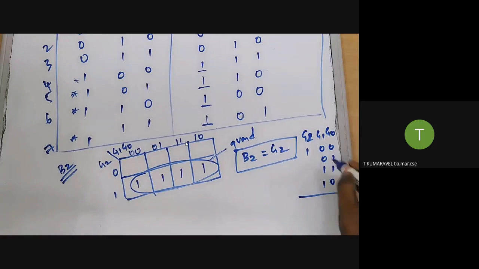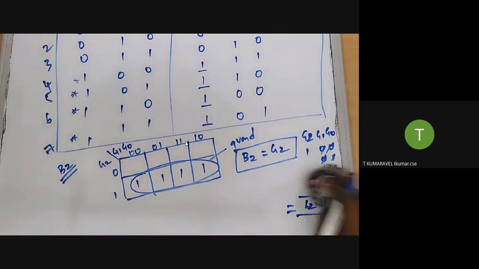If keep on changing means cancel. This is a 1. Okay, 1 dot G2. The final answer is G2. Okay. Similarly, you try for the next case.